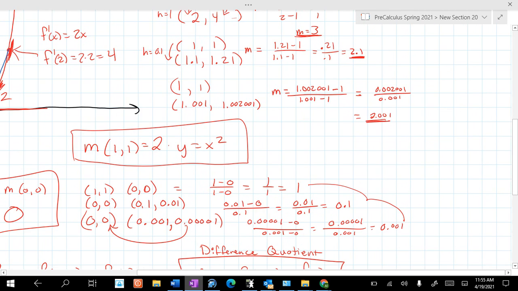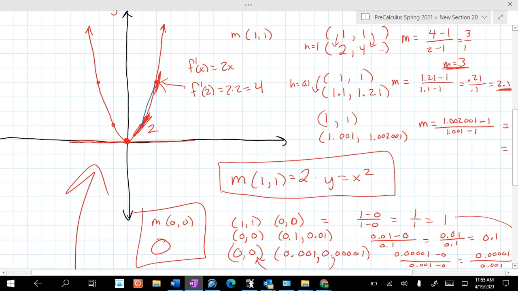And if we wanted to stick in numbers and find the slope, we could. Okay, what's the slope at negative 1? What's 2 times negative 1? Negative 2. Because it's going down, right? So it would have a negative slope.